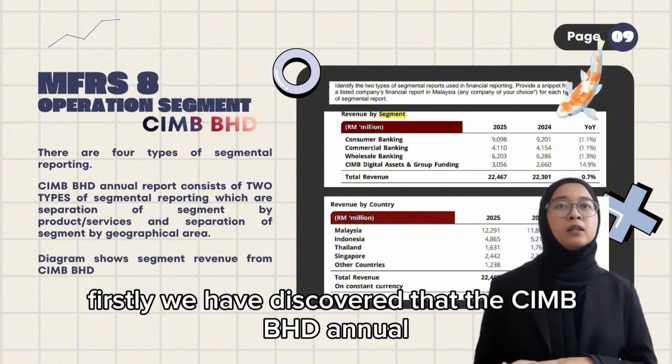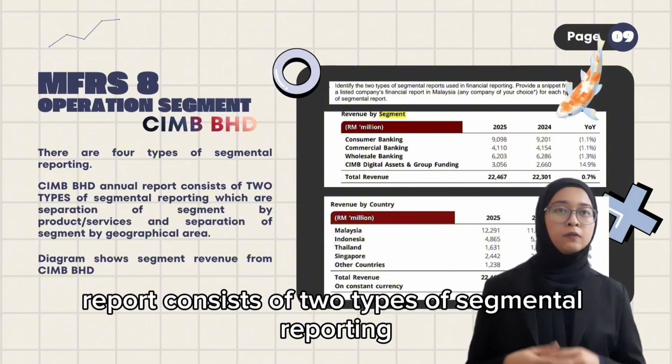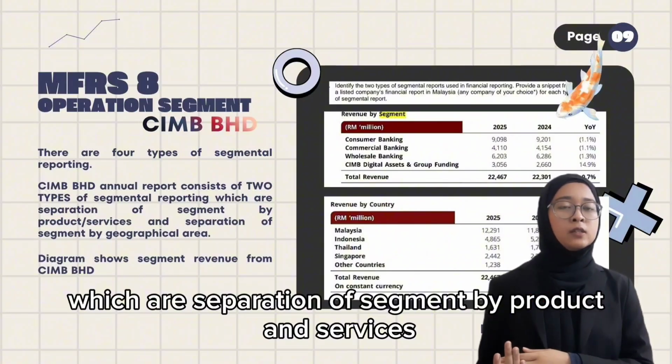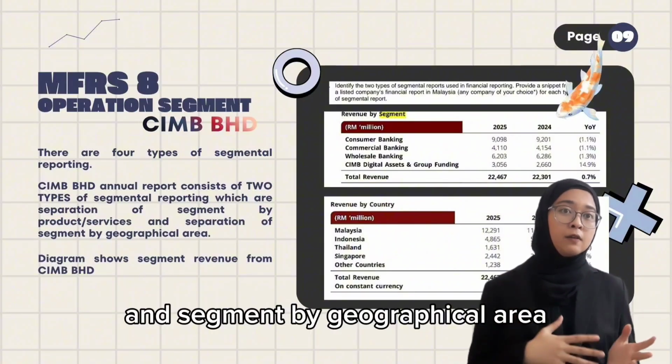I will be presenting the next question about identifying the two types of segmental reports used in financial reporting. Firstly, we have discovered that the CIMB Berhad annual report consists of two types of segmental reporting, which are separation of segments by products and services and segments by geographical area.